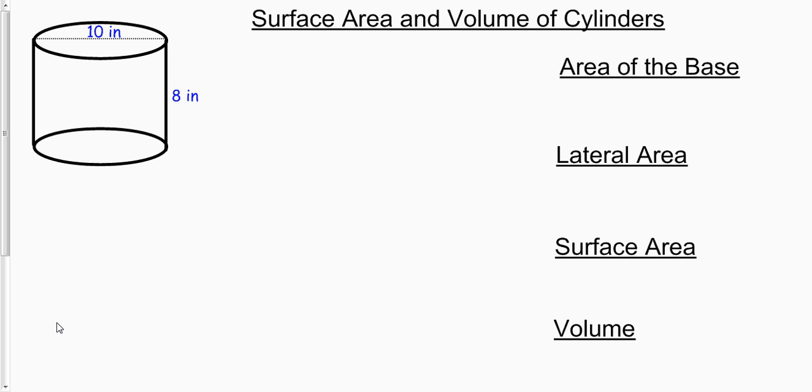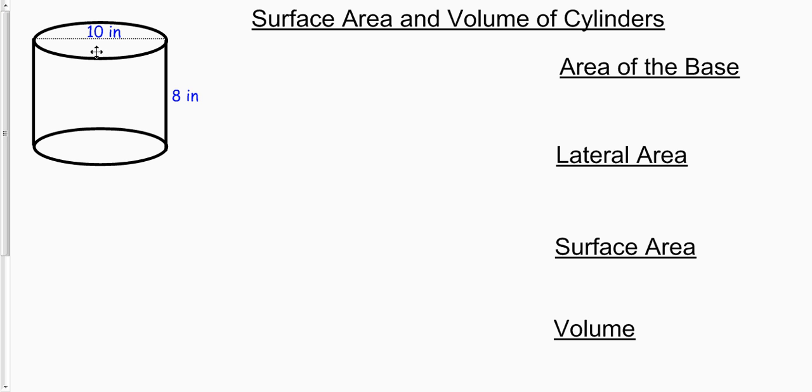In this video, we're going to talk about surface area and volume of cylinders. So here I have a cylinder I created. And one thing that might help us to find the area of the base, lateral area, surface area, and volume of this thing is if we unfold it and look at all the different pieces to it.